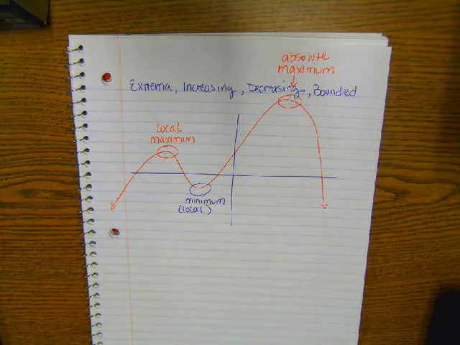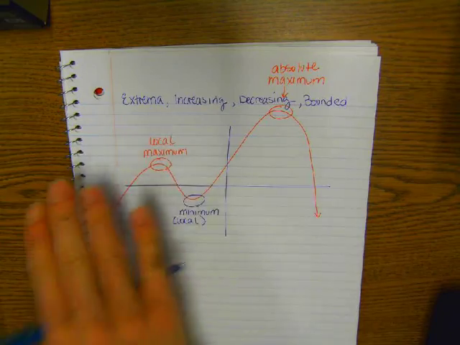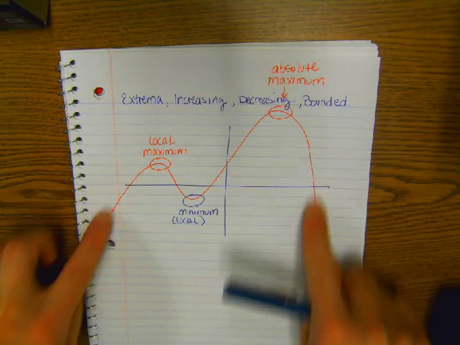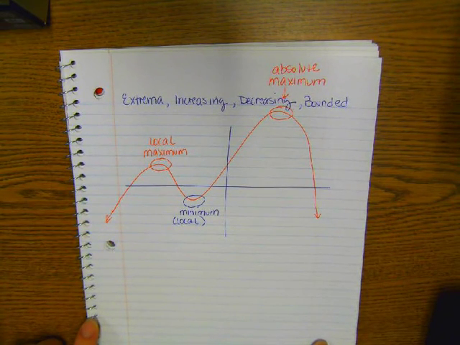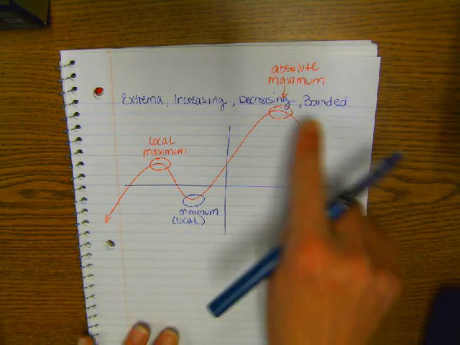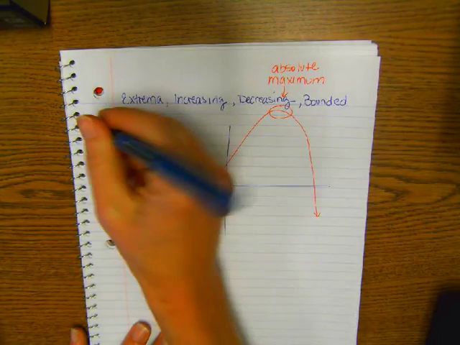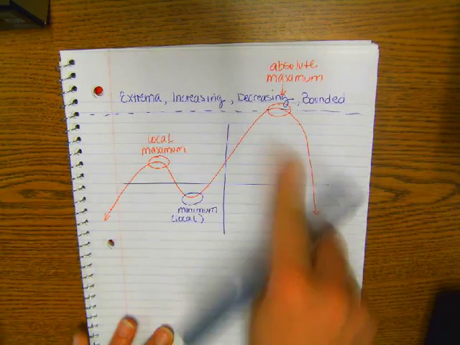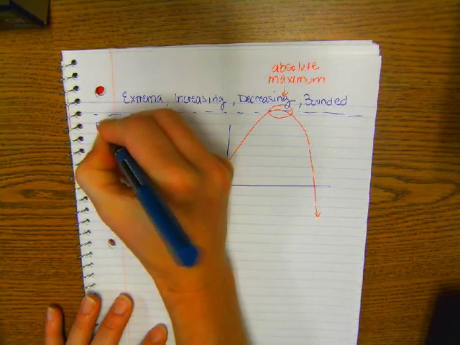Good. Now, let me talk about, while I'm here, bounded. Do you see that this graph goes down forever? It is not bounded below. Bounded means that it doesn't go below a certain point. The only way it's bounded below is if it would have an absolute minimum. Okay? But if something has an absolute maximum, I'm going to just draw a little boundary line here. We would say that this function is bounded above.